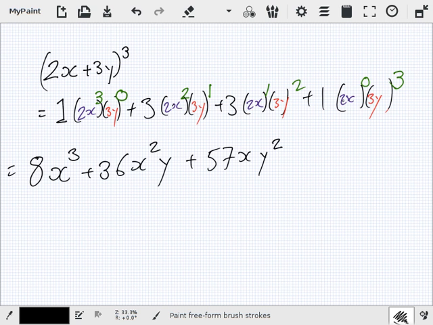Okay, 2 power 0 is 1. 3 cubed is 27. 27 by 1 by 1 is 27. Any x's? No. Y cubed.